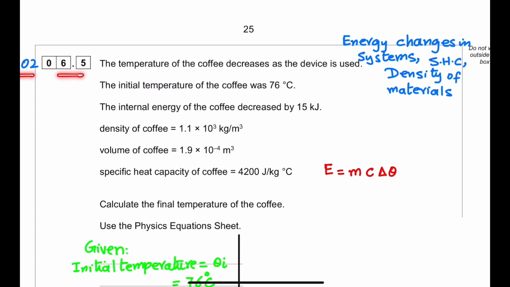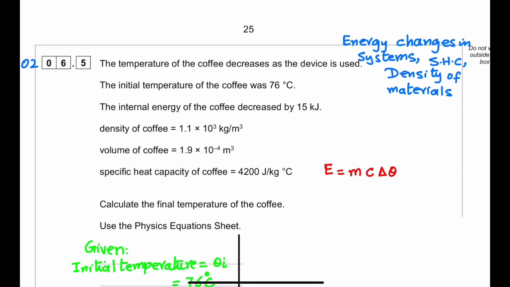6.5 is an AO2 question. The temperature of the coffee decreases as the device is used. The internal temperature of the coffee was 76 degrees. The internal energy of the coffee decreased by 15 kilojoules.